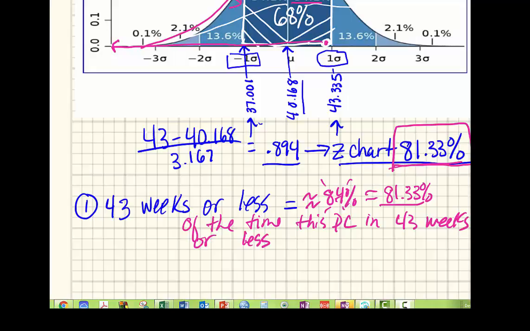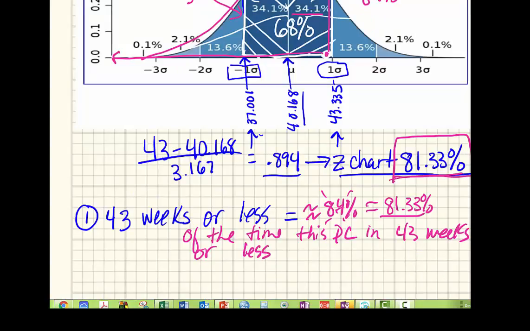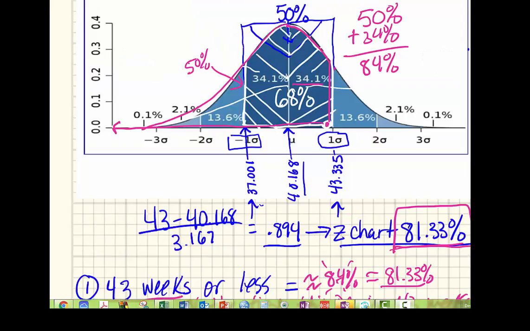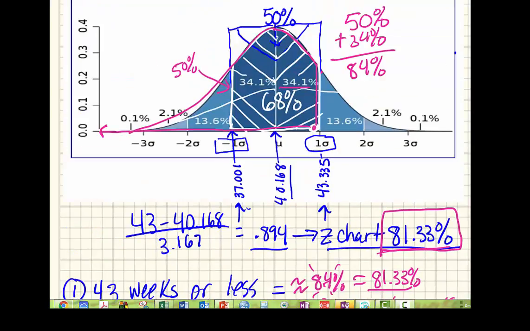Now we're going to do the same exact thing with 43 weeks or more. I'm just going to outline this in pink so that we can see that the 43 weeks or less is going to be represented in pink. So the next question is 43 weeks or more, which we're going to represent in this green color. So let's go back up here to our z-chart. We still have the same critical point here, the 43 weeks, but now instead of the pink side, we want to go to the green side. So we want to go from here all the way out here. So we're talking about this.